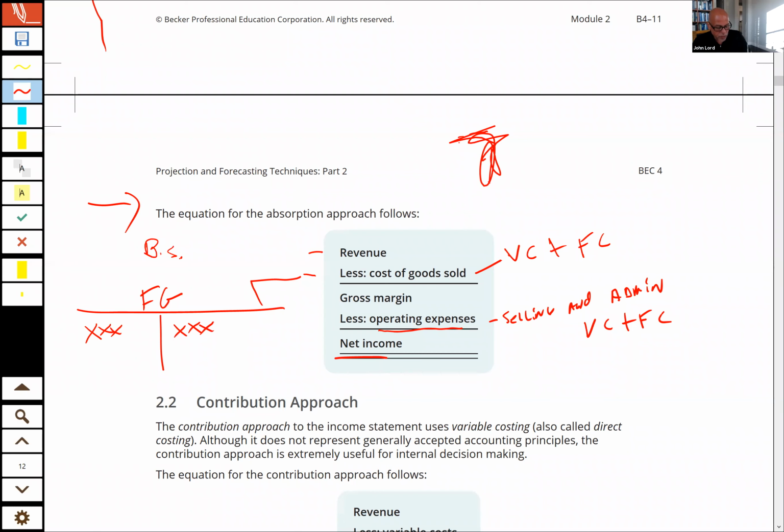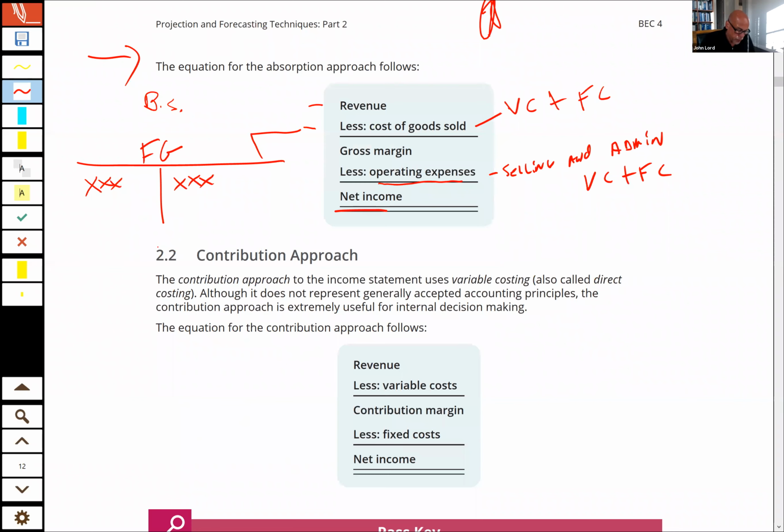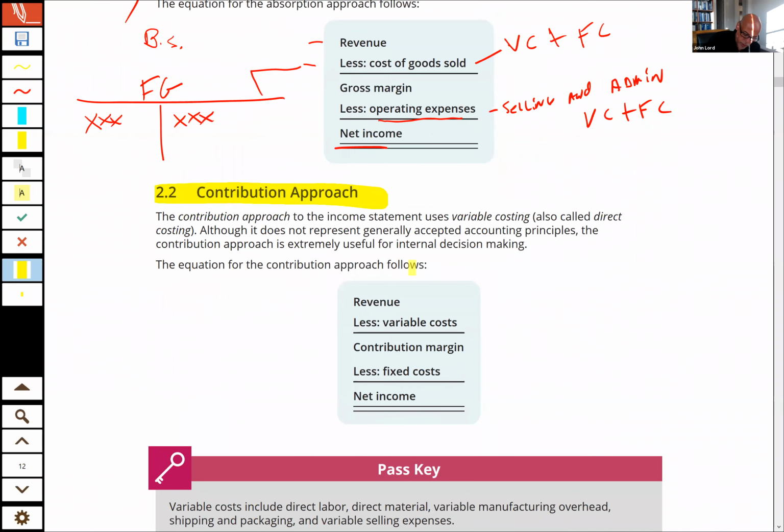Okay, good. Now, what we do with the contribution approach, because what the contribution approach says is, I don't care if it's a product fixed cost or an admin fixed cost, we're going to take all fixed costs and treat them as though they were a period expense. So what we do is we take our revenue minus our variable cost, then we're left with what? A contribution margin, and then we take all fixed cost.